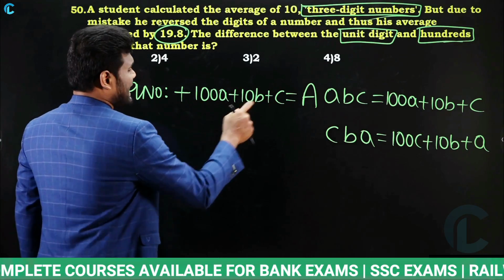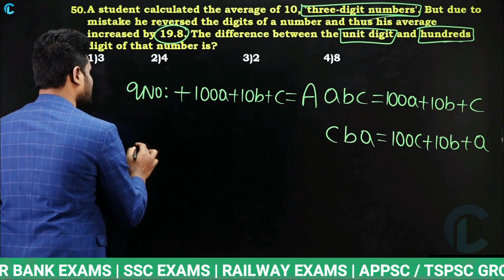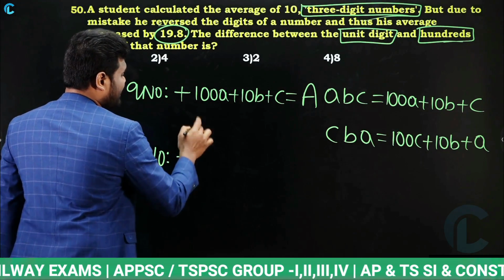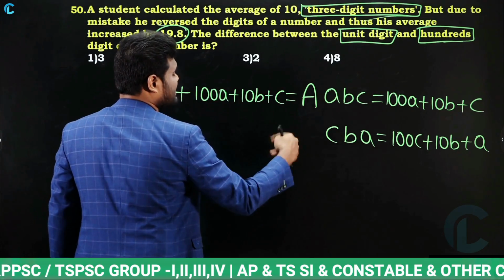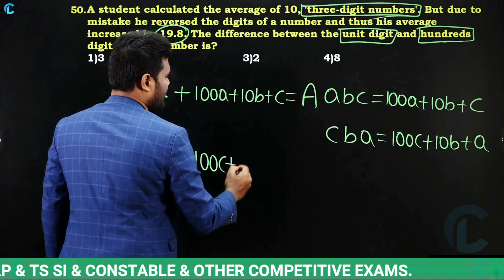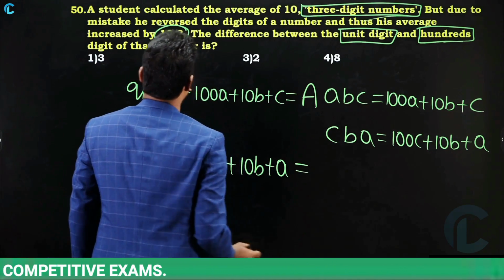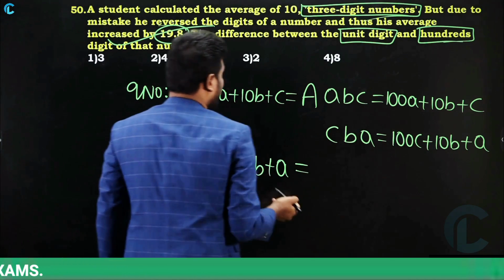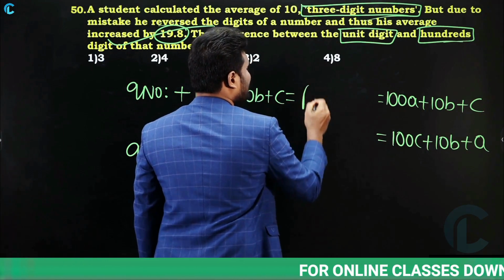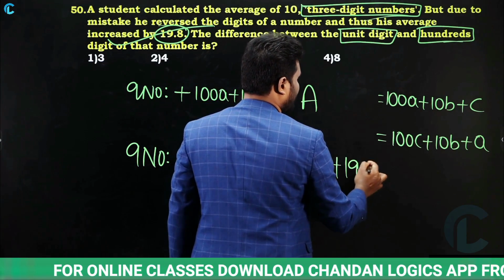And later, again these 9 numbers are the same as it is. But the last number is interchanged. As it is interchanged, it is going to be 100C plus 10B plus A. And due to this, the average increased by 19.8. Initially the average is A, now it is going to be A plus 19.8.